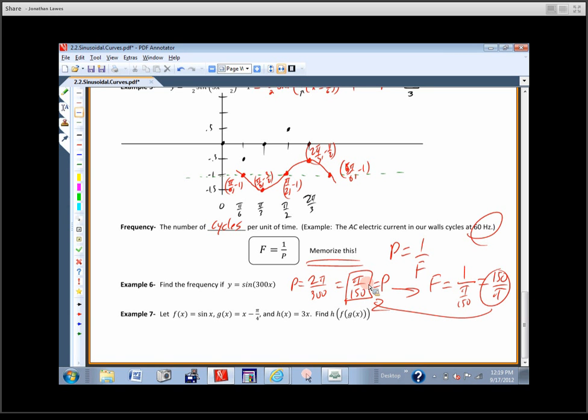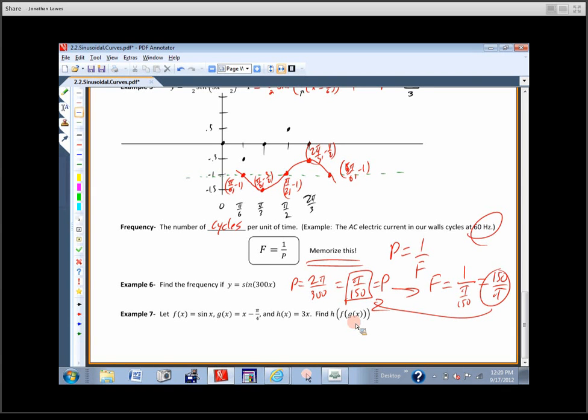All right. Last one. You've got a problem like this on your assignment. It says f of x is sine of x, g of x is x minus pi fourths, and h of x is 3x. Find h of f of g of x. First of all, can somebody tell me what it is when we plug one function into another? Very good. I heard it over here. What is it, David? Composite.